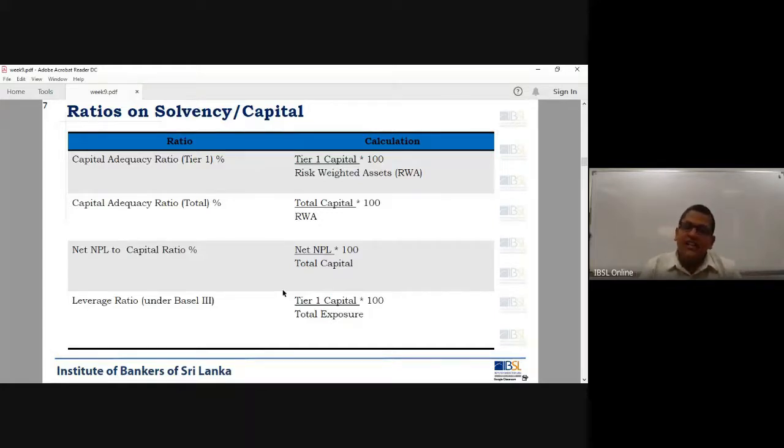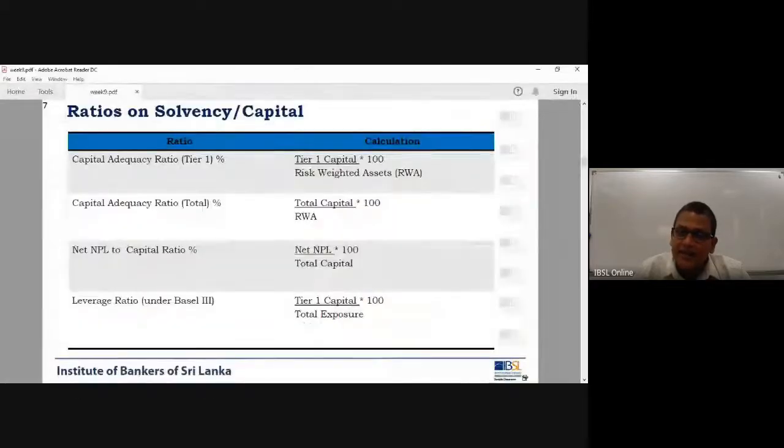How do we calculate the net NPLs? I have explained this. Can any volunteer inbox me, just to confirm whether you have understood the last class? How to calculate? I said there is a formula. How to calculate the net NPL ratio? Any volunteers?